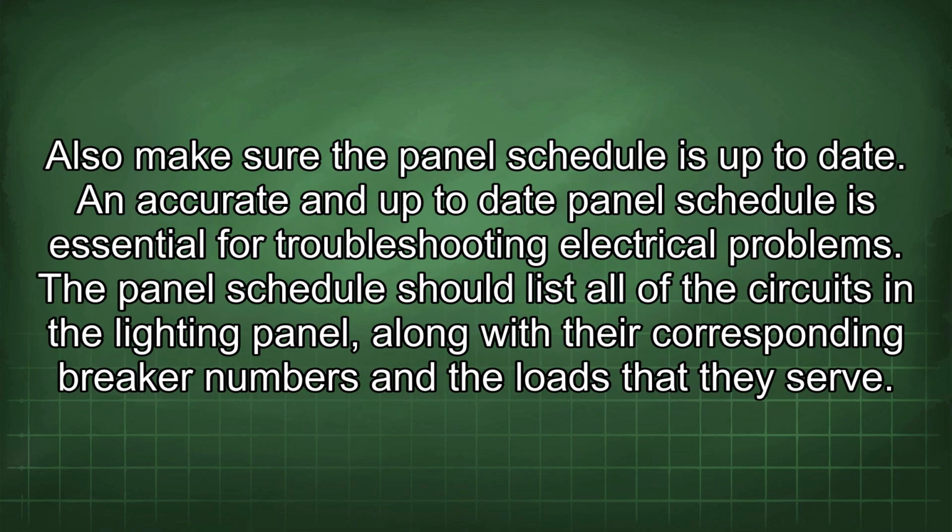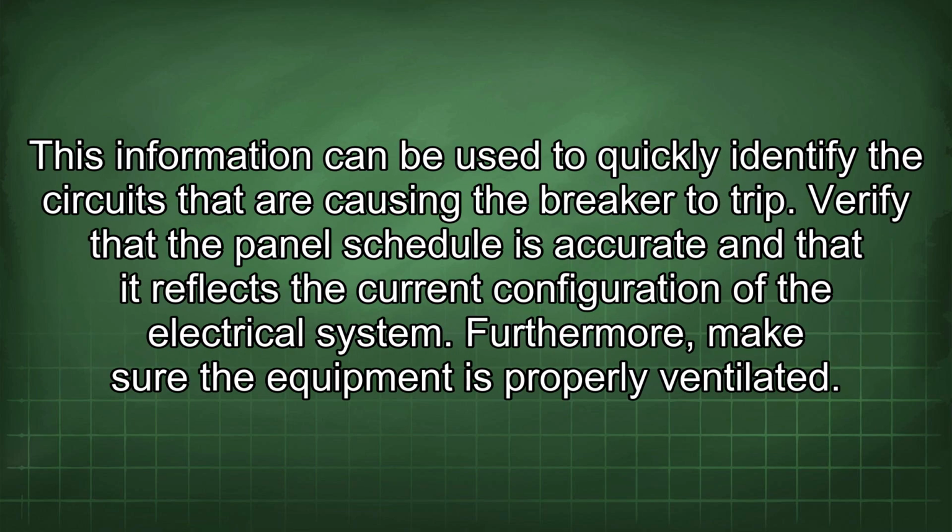Also make sure the panel schedule is up to date. An accurate and up-to-date panel schedule is essential for troubleshooting electrical problems. The panel schedule should list all of the circuits in the lighting panel along with their corresponding breaker numbers and the loads that they serve. This information can be used to quickly identify the circuits that are causing the breaker to trip. Verify that the panel schedule is accurate and that it reflects the current configuration of the electrical system.